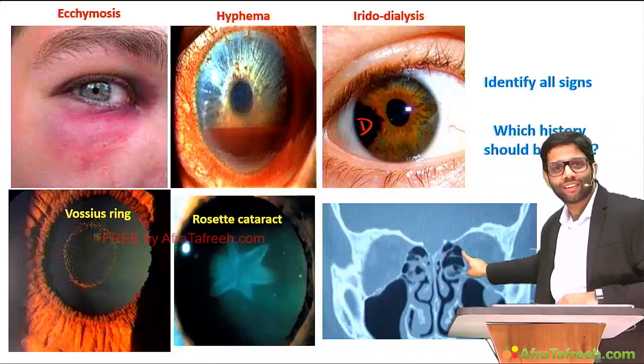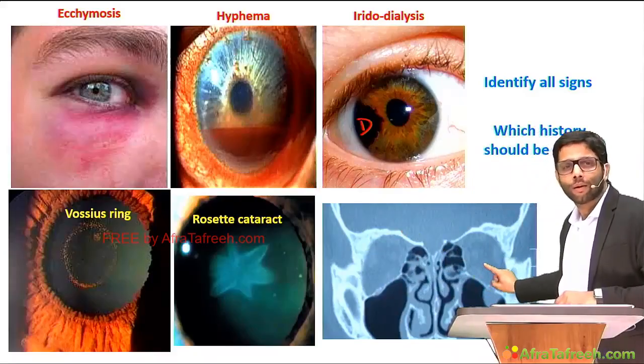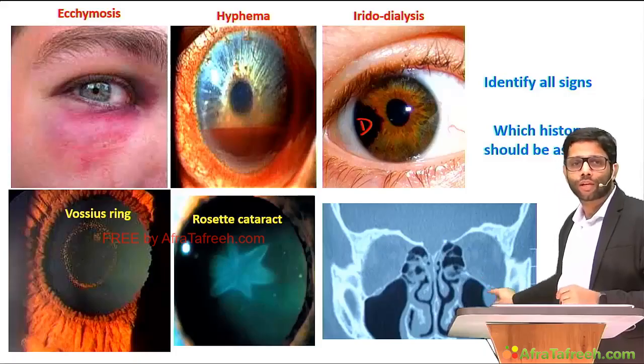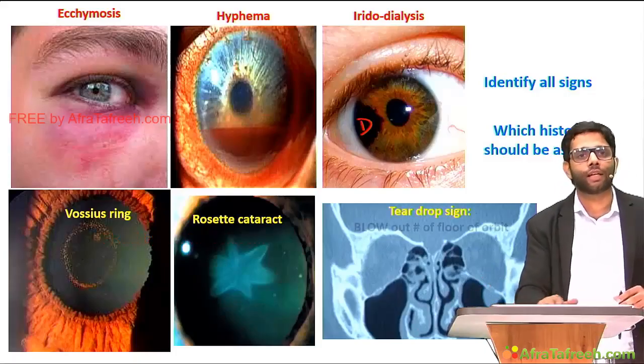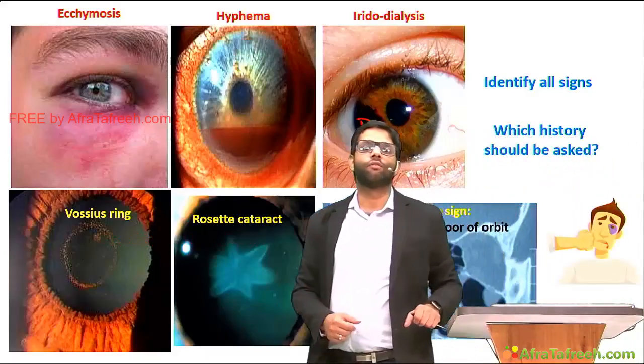This is floor fracture of the orbit, because that's the weakest point of the orbit. Maxillary bone fracture, that is blowout fracture, teardrop sign goes into the maxillary sinus. All are seen in which trauma is this?